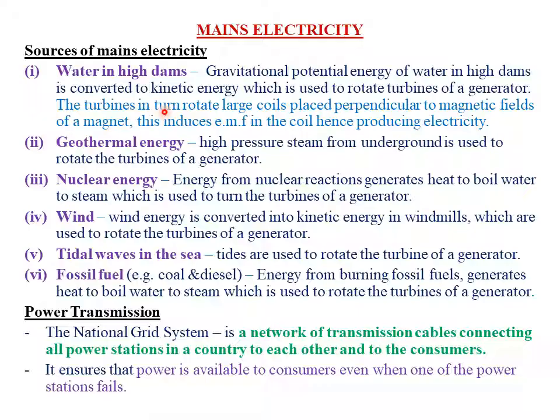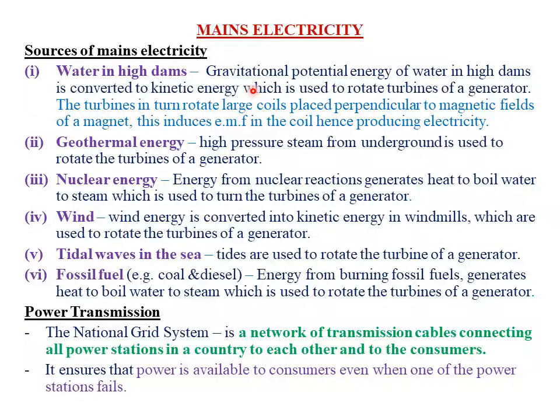Now remember, the turbines in turn rotate large coils which are placed perpendicular to the magnetic field of a magnet within that particular generator. Whenever a conductor meets the magnetic field lines at an angle of 90 degrees, then we expect some EMF to be induced, just like in the way we discussed the working of an AC generator and also the DC generator. We had a coil being rotated within a magnetic field, whereby we expected some EMF to be induced in that coil. The only difference is that what we are using to rotate that coil is the kinetic energy of the water in the waterfall.